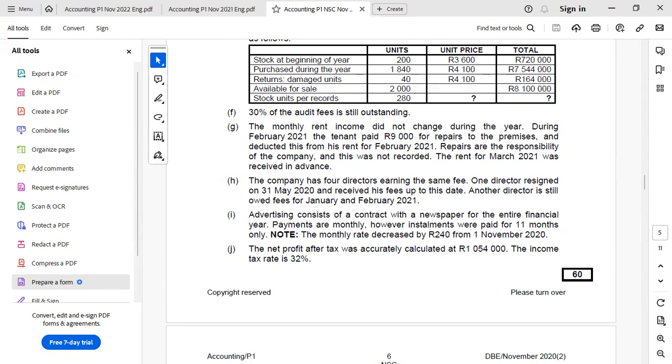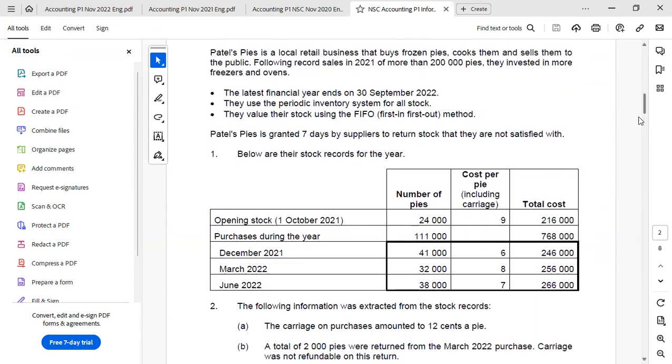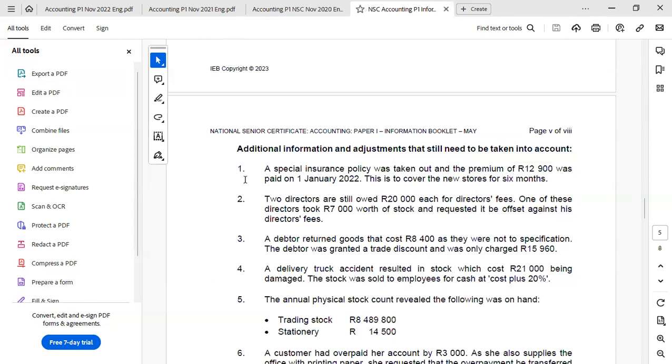Let me check IB. Well, I use a lot of IB, and I'm definitely sure it's here. Let's check this one here for IB. And you will notice that it's right there, like the first one there. This is about the premium, two directors. Here it is. You see? There it is there. As they were not to specification, the debtor was granted the trade discount and was only charged 15,000. So you have to cancel everything there.